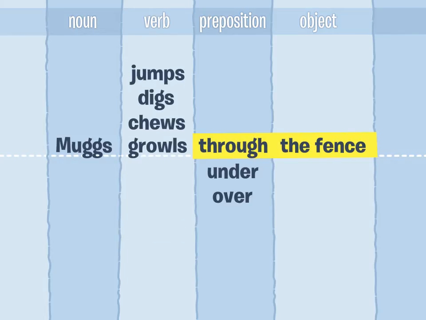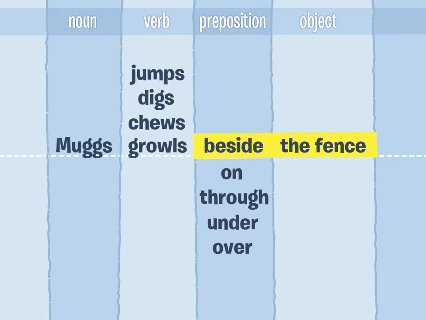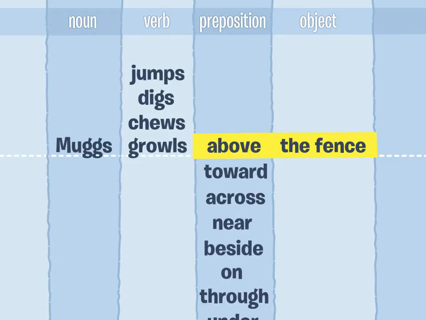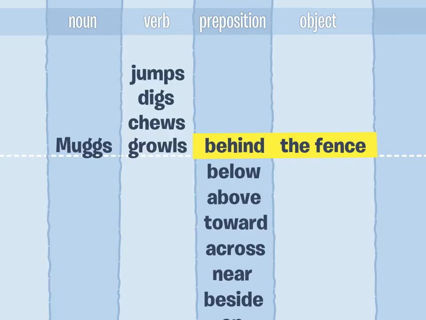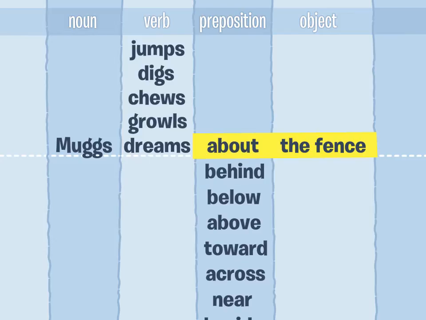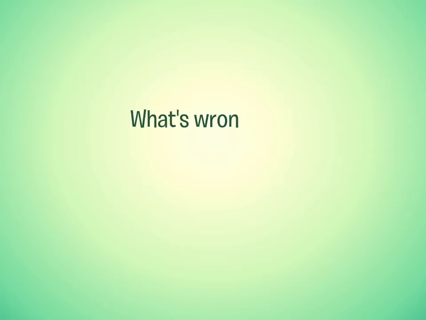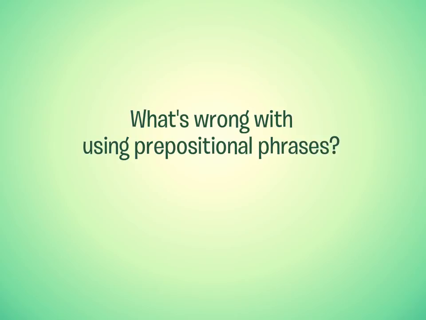Muggs growls on, beside, near, across, toward, above, below, behind the fence. Muggs dreams about, of, the fence. What's wrong with using prepositional phrases? Nothing. They're essential to the sentences we've just read. But long strings of them will make your sentences awkward, choppy, and confusing.